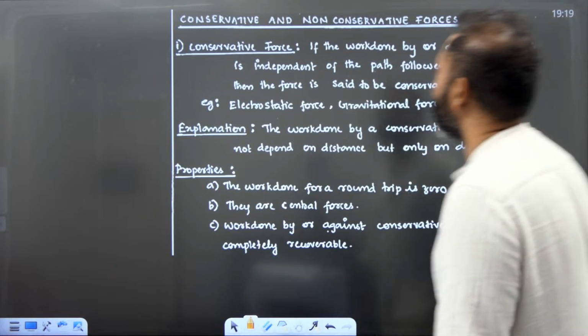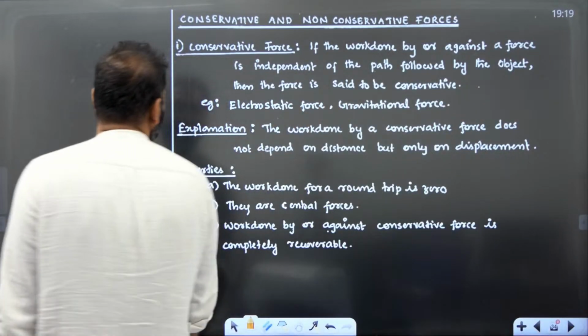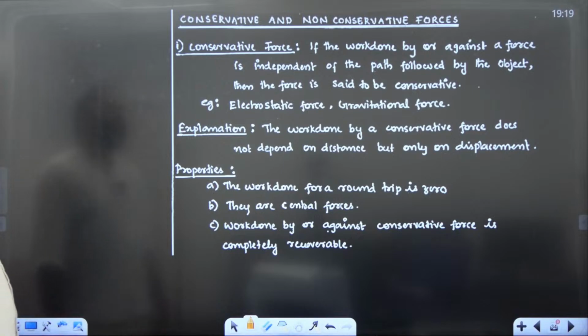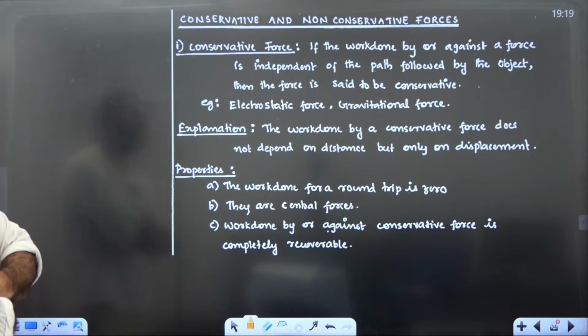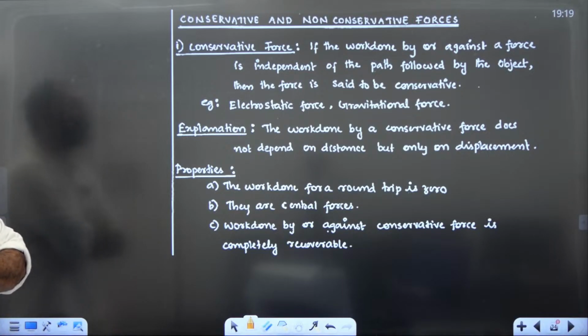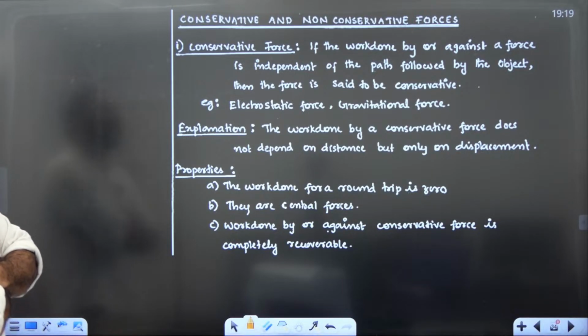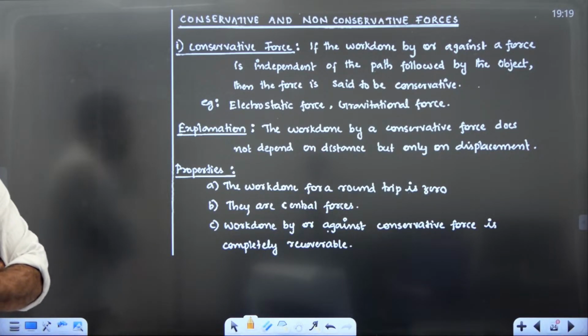Next is conservative and non-conservative force. Next topic is conservative and non-conservative force. This topic is also very important. What is conservative force? If the work done by or against a force is independent of the path followed by the object, then the force is said to be conservative force.